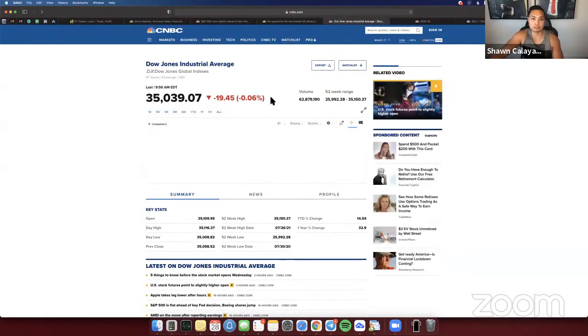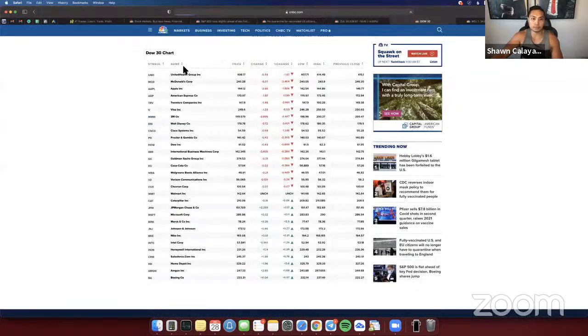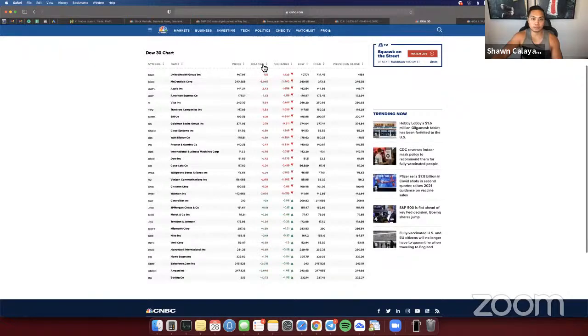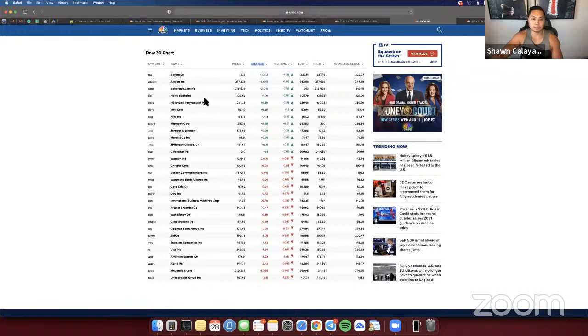Just looking at this right here, it's starting to decrease. It was down about 30 points, 40 points. Now it's only down 20 points. Looking over here at the index, I'm trying to figure out what's pushing it up, because Boeing is starting to drop, but it looks like a couple of the other stocks are starting to push up.